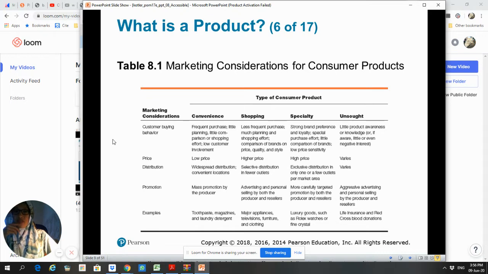Then the second one is shopping. Shopping product is all right. What's the difference between convenience and shopping? Shopping means, yeah, shopping, membeli belah. Basically, these are things that do not occur frequently. Do we buy a pair of jeans frequently? Every week, every day? No, right?